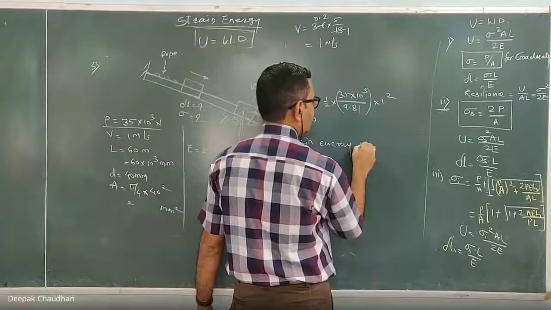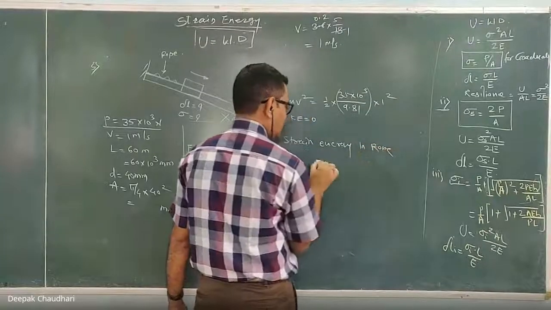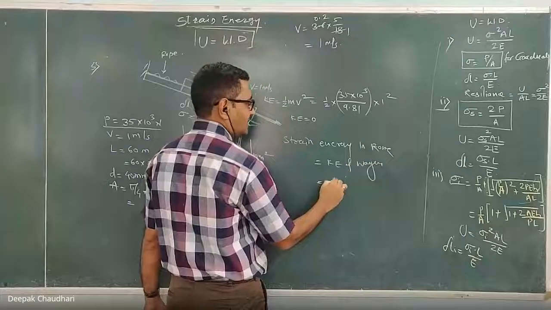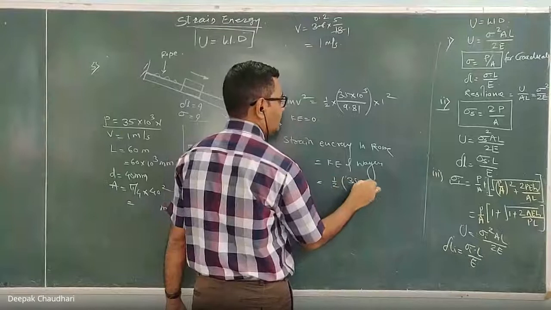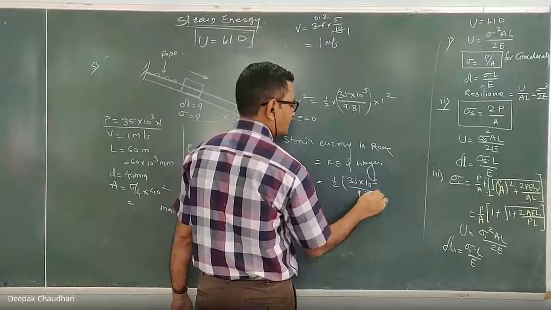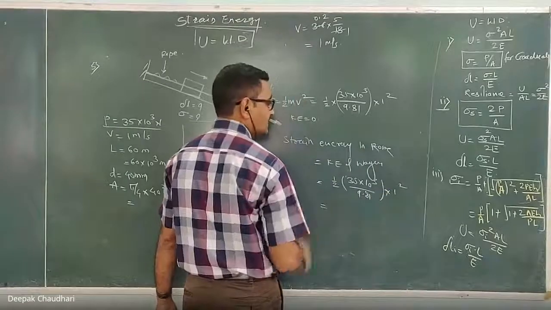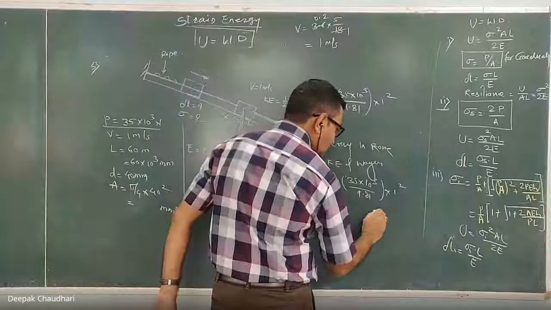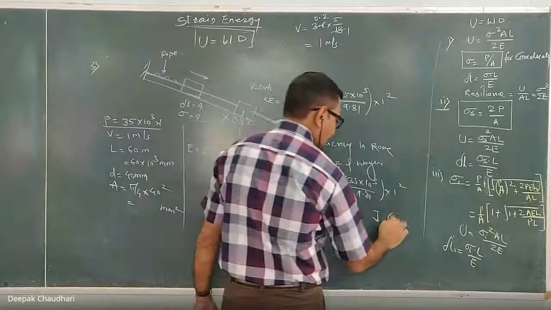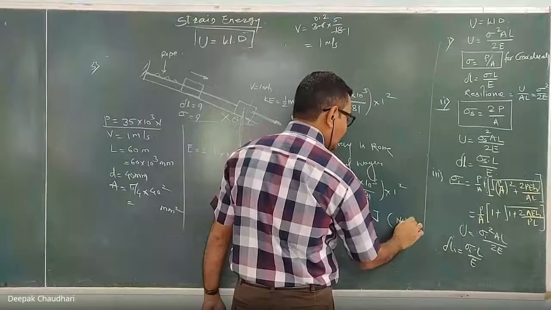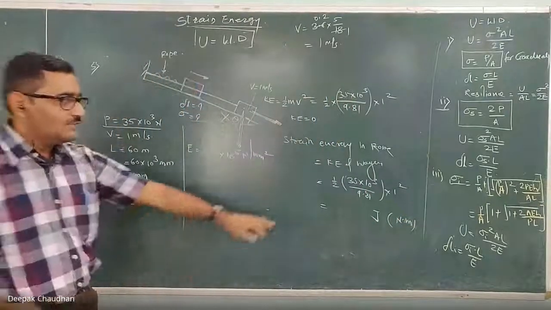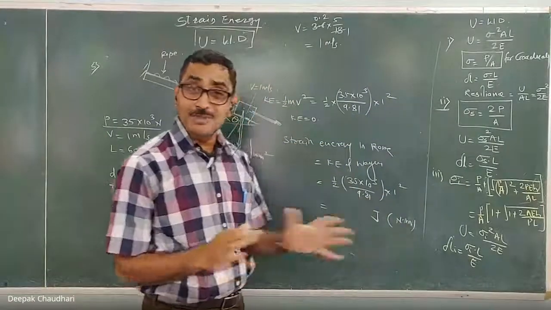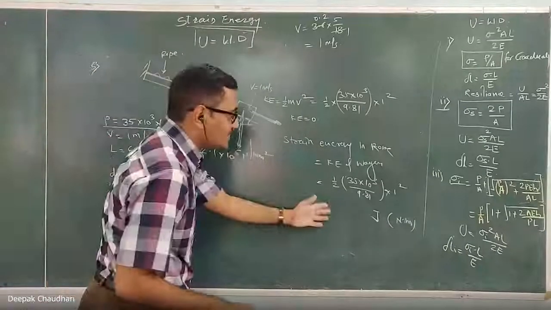Strain energy stored in the rope is equal to the kinetic energy of the wagon. And how much is the kinetic energy of the wagon? It is half into 35 into 10 to the cube upon 9.81, this is the mass, into the square of the velocity. This is the strain energy in the rope. This value is in joule, that is Newton meter, when the mass is in kg and velocity is in meter per second. So from this you can get the strain energy stored in the rope.